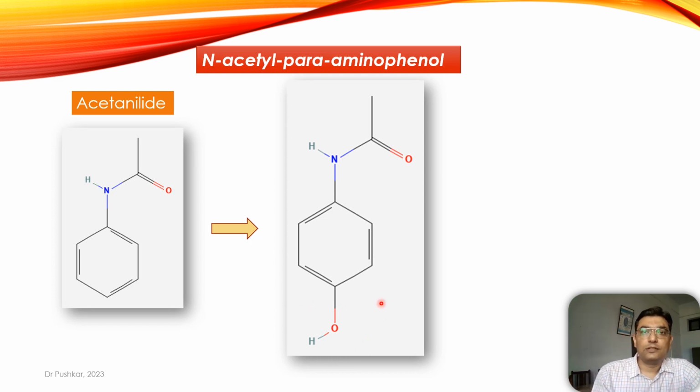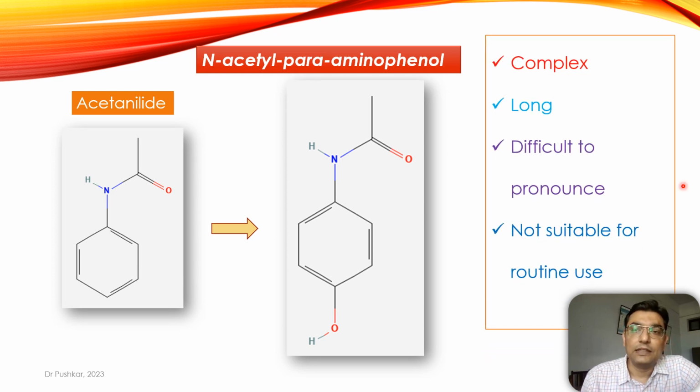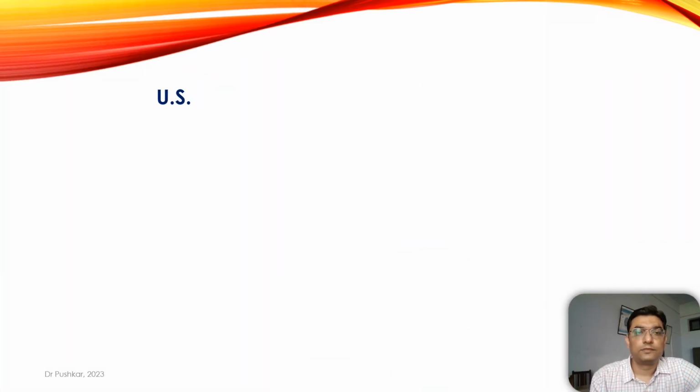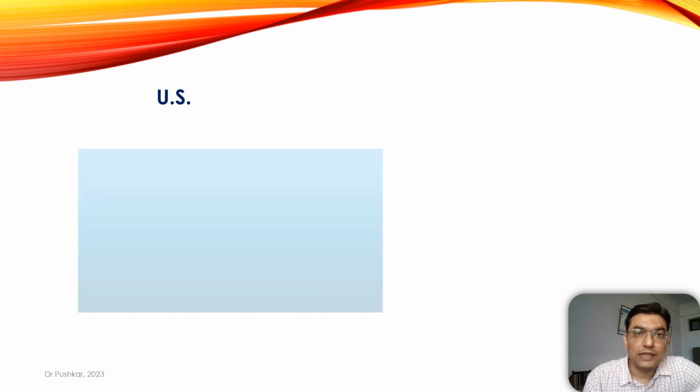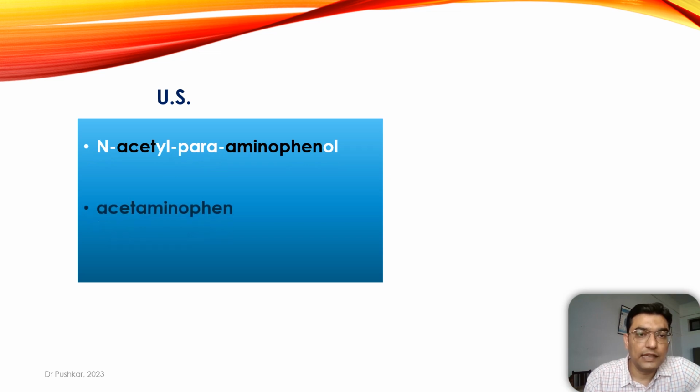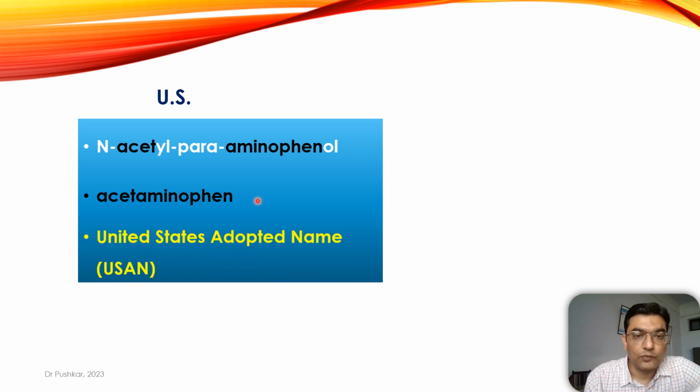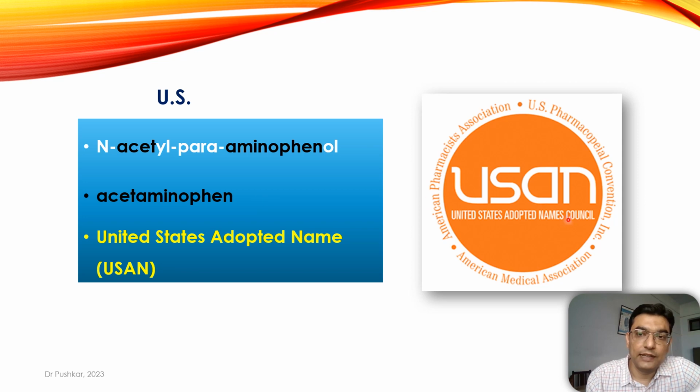This chemical name of the compound is of course very difficult. These chemical or scientific names are complex, long, difficult to pronounce and not suitable for routine use. So to make names simple and easier, in the US this compound was named acetaminophen, taken from N-acetyl para-aminophenol, ACET-aminophen. Acetaminophen is a US adopted name, given by the US Adopted Names Council.